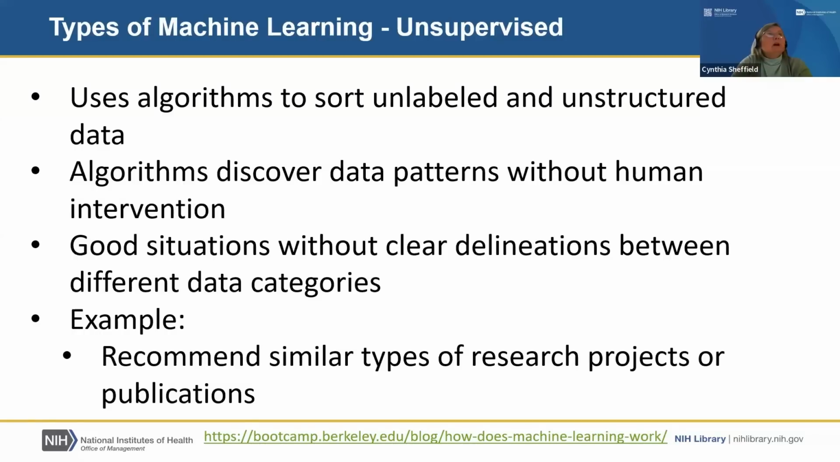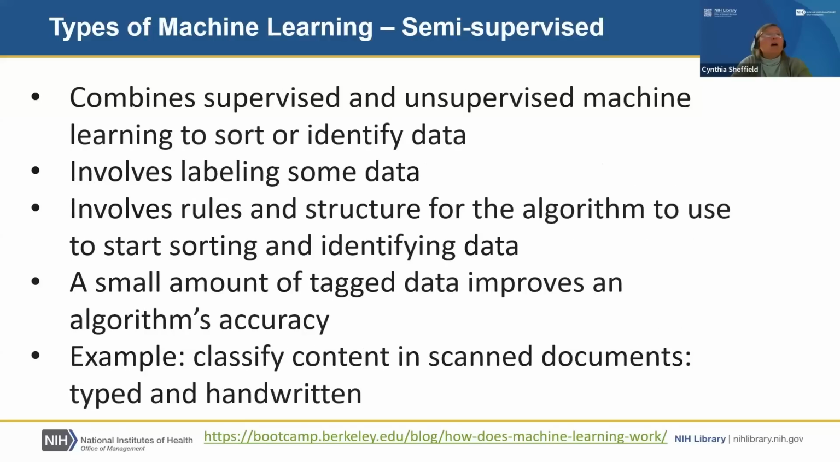There are types of machine learning, unsupervised. It uses algorithms to sort unlabeled and unstructured data. Algorithms discover data patterns without human intervention, and they are good in situations without clear delineations between different data categories. For example, recommendations similar to types of research projects or publications.